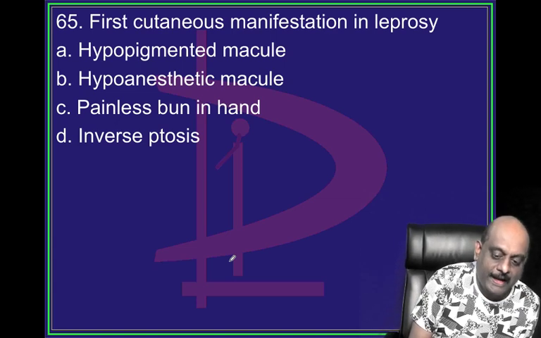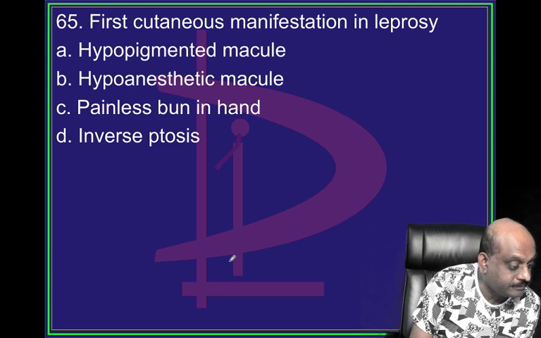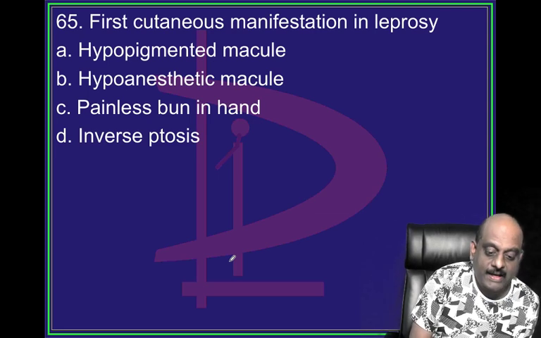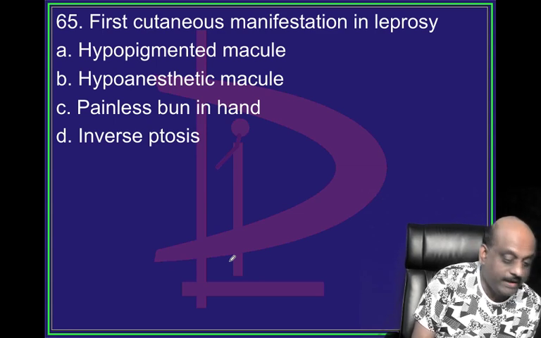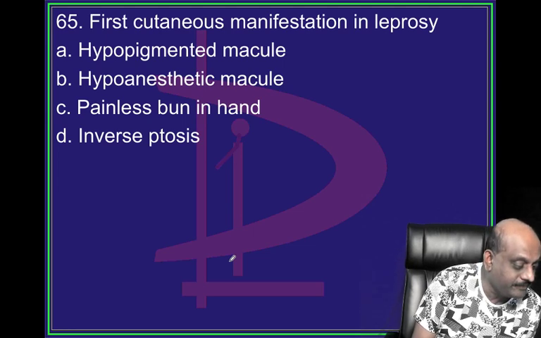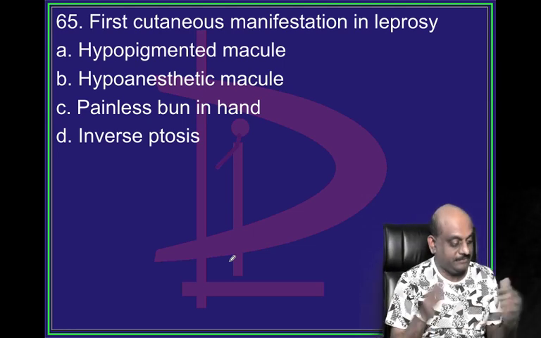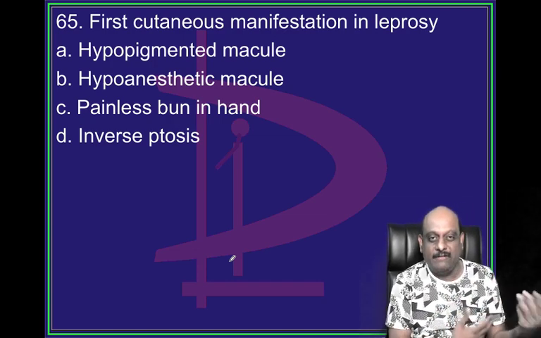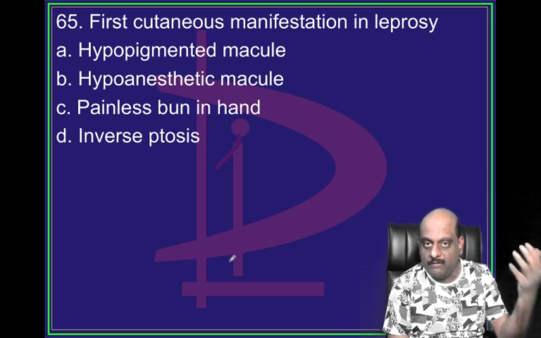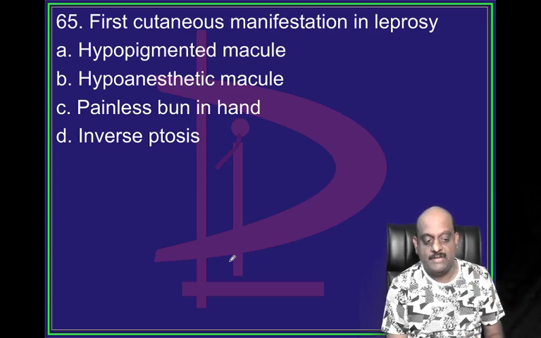Goyal sir is saying hypoanesthetic macule. Sayyad Ilyas is saying hypopigmented macule. Vaidya sir is saying painless burn in the hand. Excellent, doctor. Not only are you saying it, see how we are all differing. That is one of the indicators of our preparedness, right?